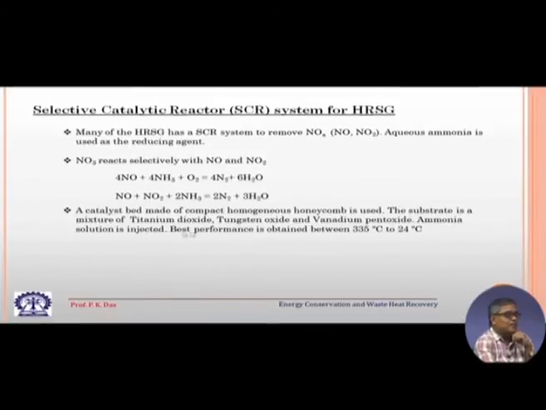The substrate is a mixture of titanium dioxide, tungsten oxide and vanadium pentoxide. Ammonia solution is injected, best performance is obtained within some sort of a temperature window, and generally it operates within that to reduce the emission. So, that is also a part of the HRSG. So, with this we come to an end of our discussion on HRSG.